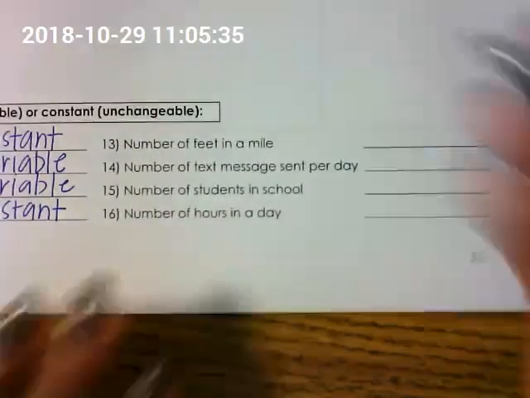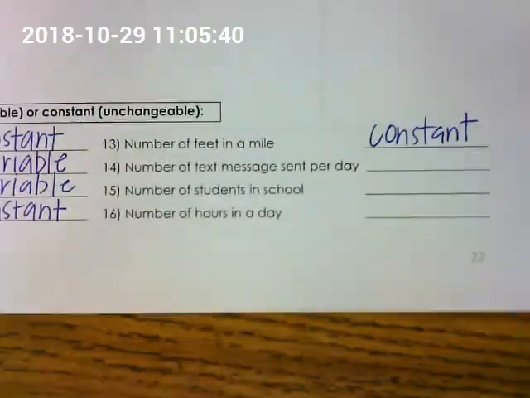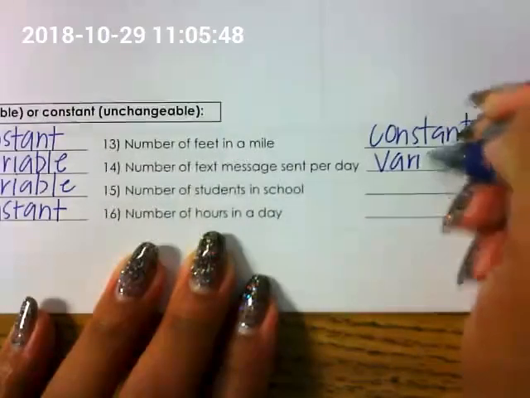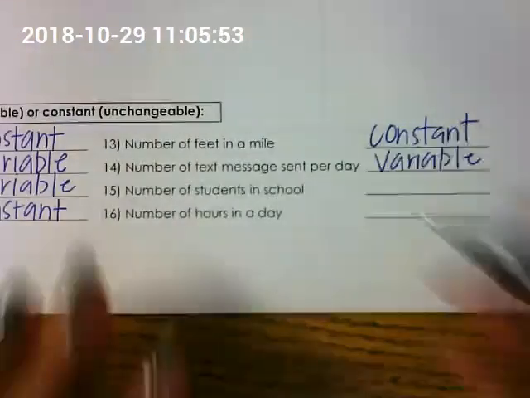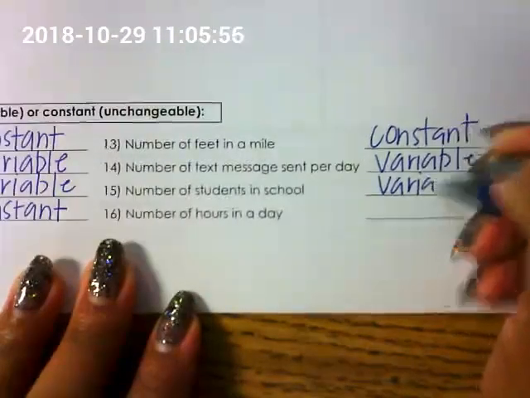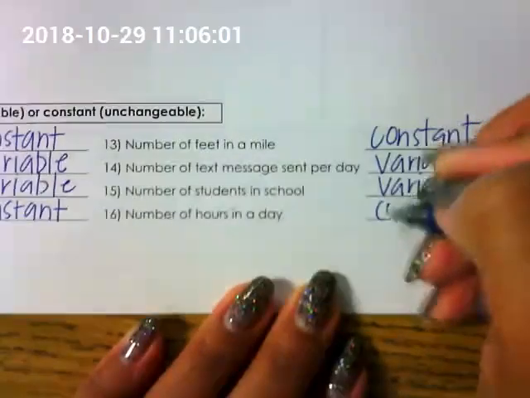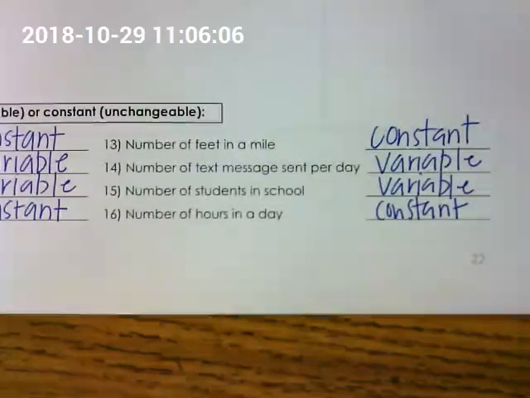Yeah. Number of feet in a mile. Constant. Number of text messages sent per day. Number of students at school. Number of hours in a day. Constant. It's still the same number of hours.